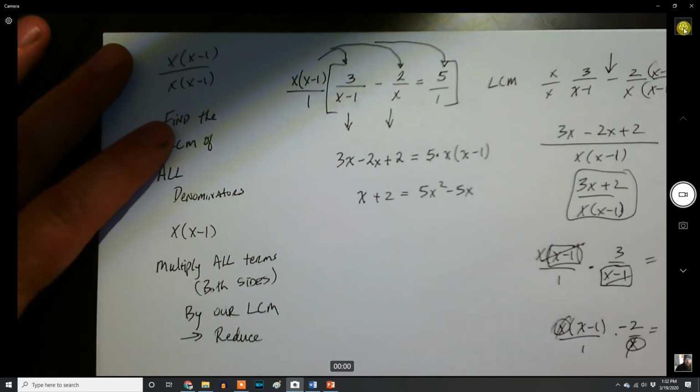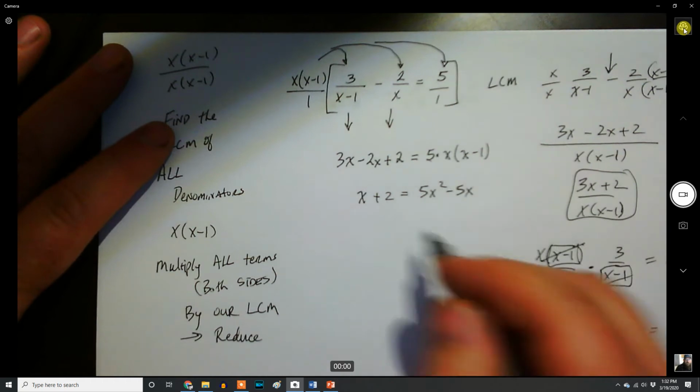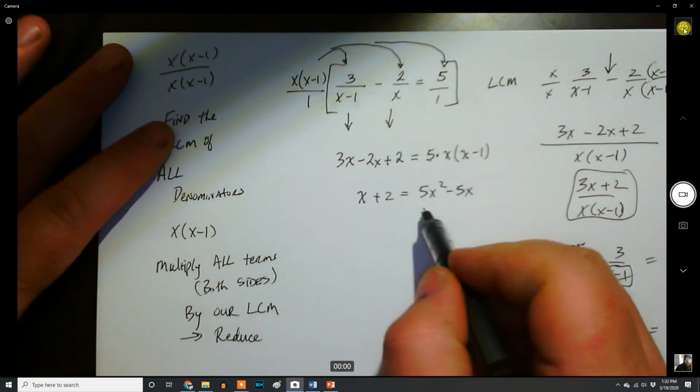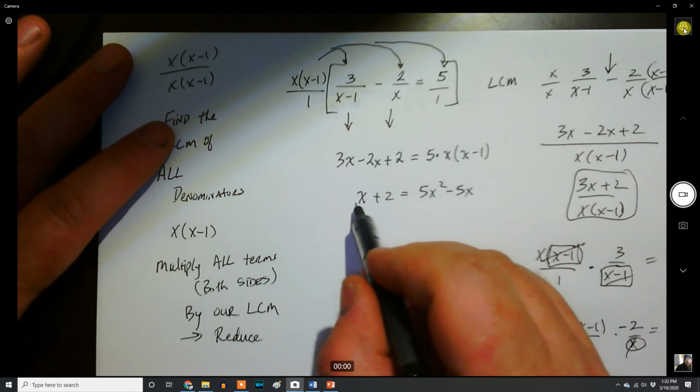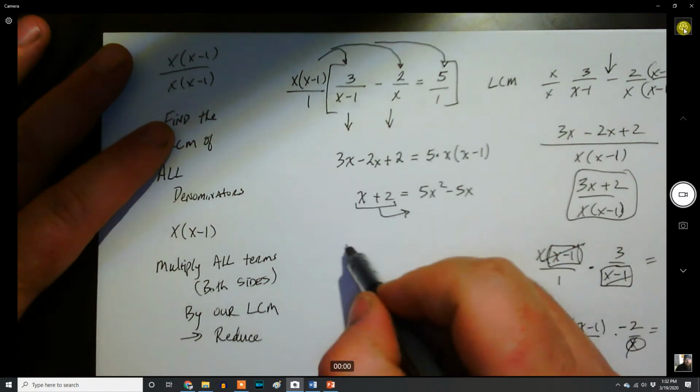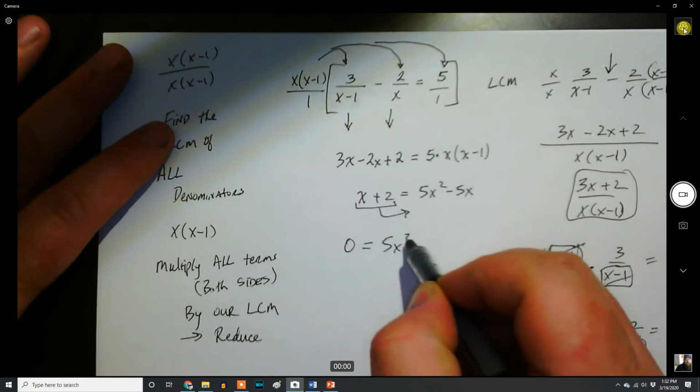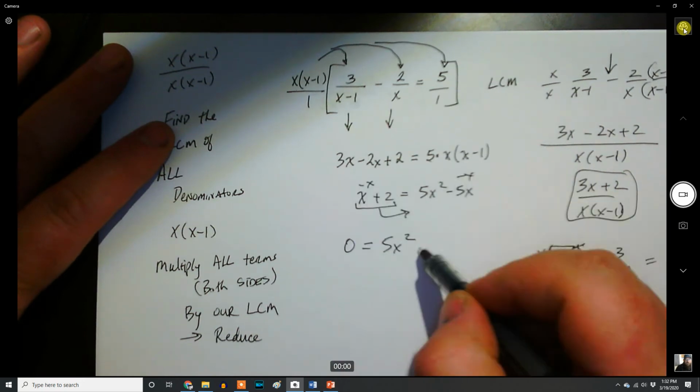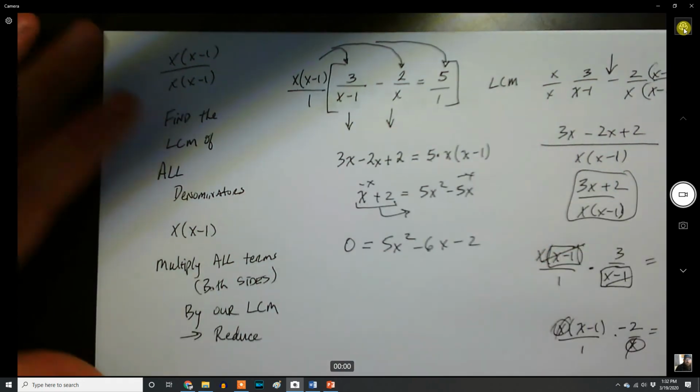Now we're going to solve this, right? We've got to get everything on one side. Let's go ahead and subtract. Let's move all of these things over there. So it's going to be 0 equals 5x squared. We're going to subtract x from both sides, minus 6x minus 2.